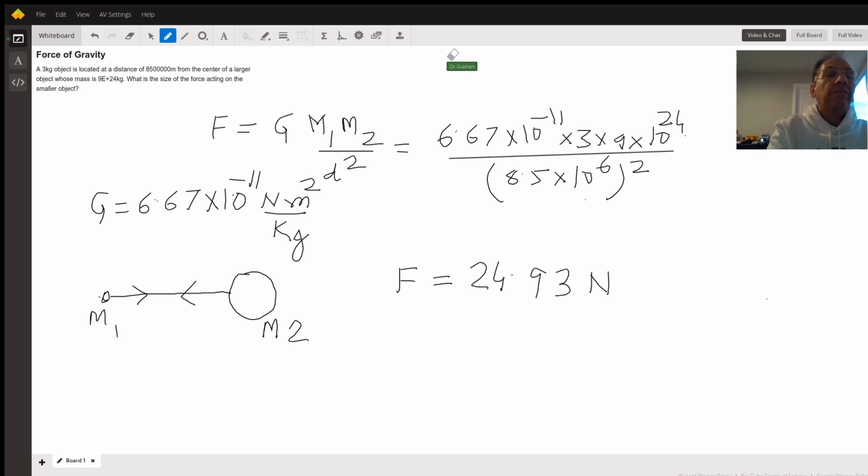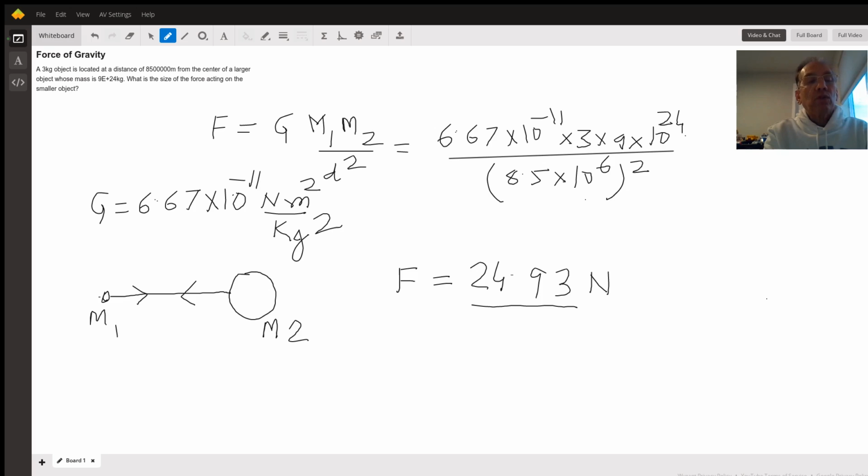So if we plug in the values in the expression for the force, that force will be equal to 6.67 × 10 to the power negative 11, times the mass of the first one, that is 3 kilograms, and the mass of the second one, 9 × 10 to the power 24, divided by the square of the distance. Distance is 8.5 × 10 to the power 6 in exponential form, squared. So the force would be equal to 24.93 newtons, and that force on M1 is acting towards M2, and on M2 is acting towards M1.